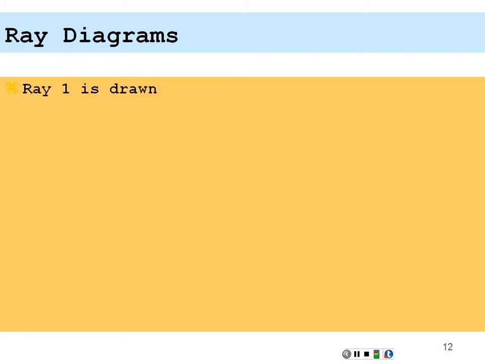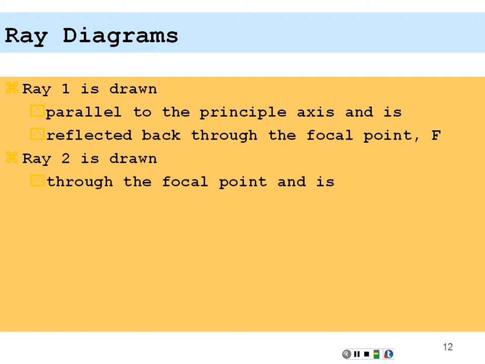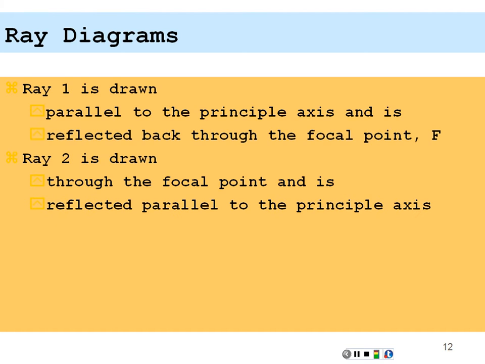We are going to employ ray diagrams. With ray diagrams, we're going to show how the light is coming in to an optical device like a mirror. Ray 1 is drawn parallel to the principal axis, and it's going to come out, reflected back through the focal point F. More on the focal point later, but anything coming in parallel is going to be reflected back through this point, which we're calling the focal point. Ray 2 is drawn through the focal point, and as it reflects off the mirror, it's going to come out parallel to the principal axis, which is the middle axis to the mirror.